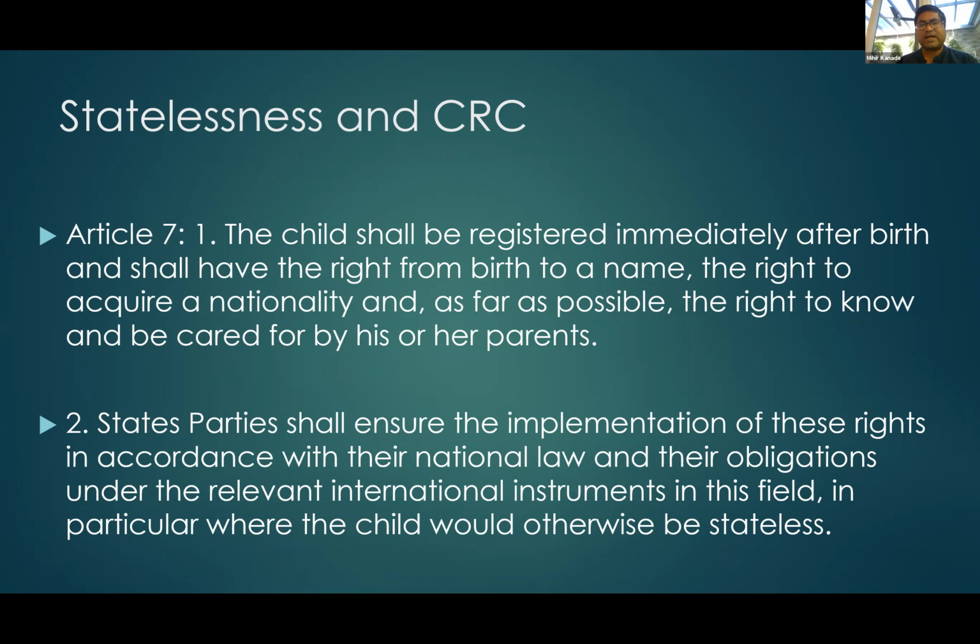So in the Convention on the Rights of the Child, which is much more elaborate than the ICCPR, there is Article 7, which is central to our discussion. It says that the child shall be registered immediately after birth and shall have the right from birth to a name, the right to acquire a nationality, and as far as possible, the right to know and be cared for by his or her parents. So to our discussion, obviously the central part here is the right to acquire a nationality. This is a guaranteed right to all children, irrespective of where they are.